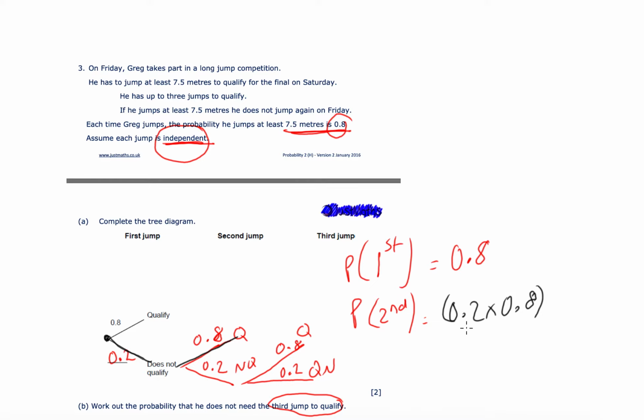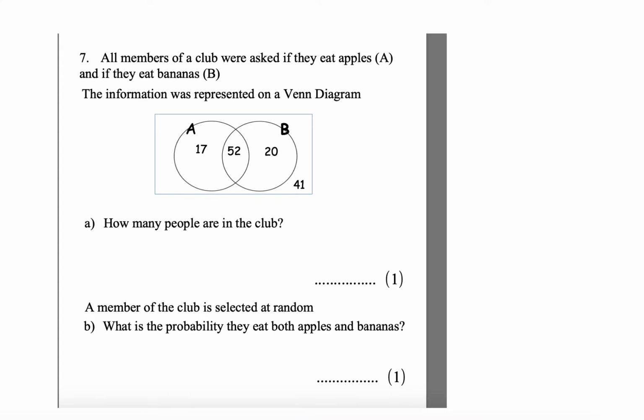Then we add them together, because as I mentioned before, this is the probability that he qualifies on the first or he qualifies on the second, so we're going to be adding these together. Okay, 0.2 times 0.8 is 0.16, 0.16 add 0.8 is 0.96. So the probability that he does not need the 3rd jump to qualify is 0.96, so it's quite likely. Okay, so let's have a look at the next one.